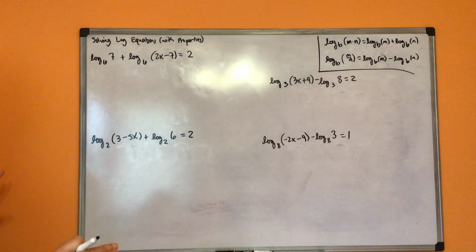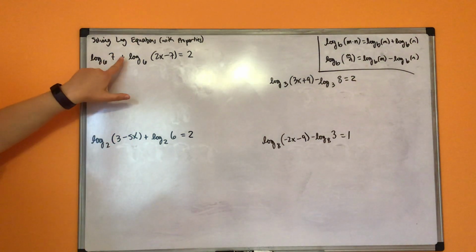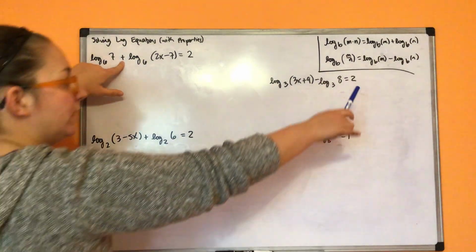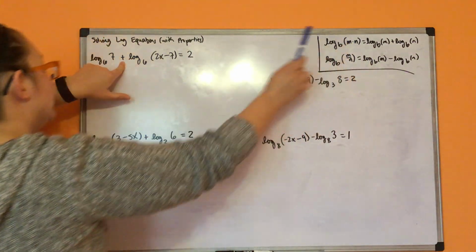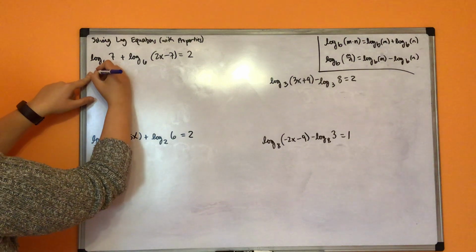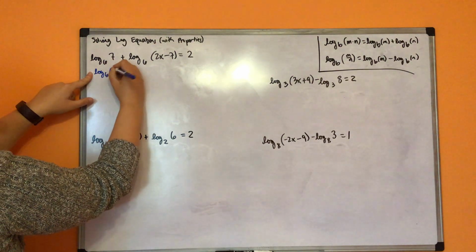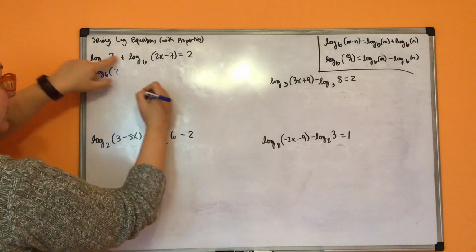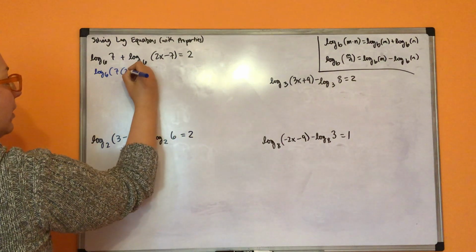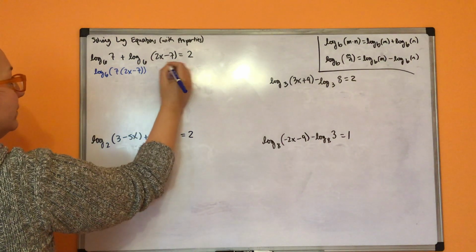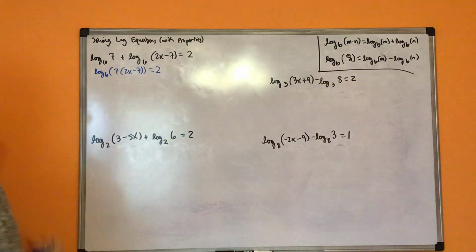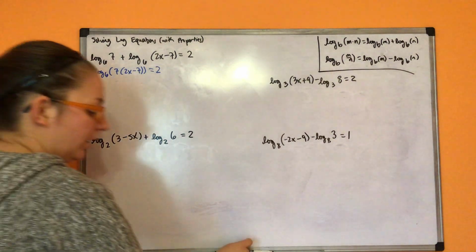First thing we're going to do is rewrite this using our properties. I have addition of two logs here. I know addition can be turned into multiplication. So I'm going to rewrite the left-hand side as log base 6 of first argument, which is 7, times the second argument, which is 2x minus 7. The equals 2 stays the same. We don't need to change anything there.